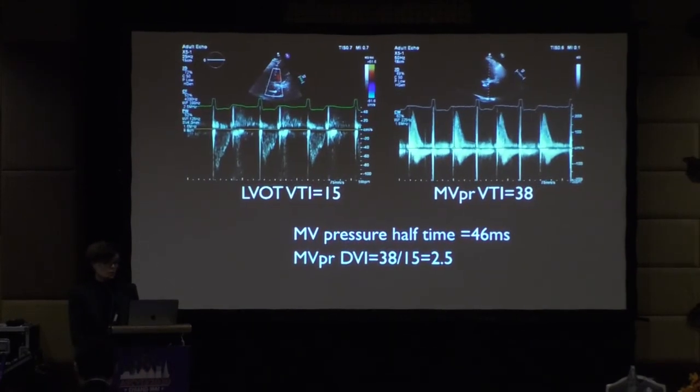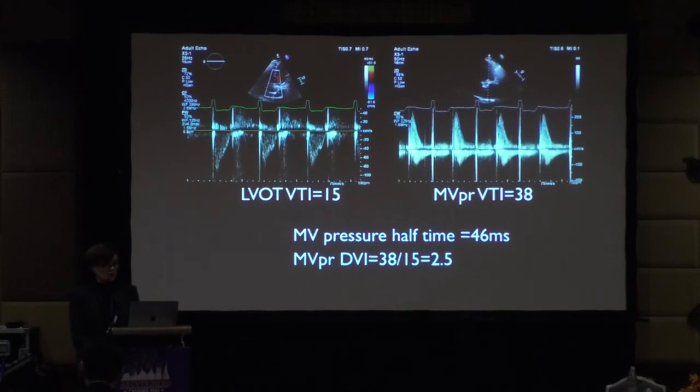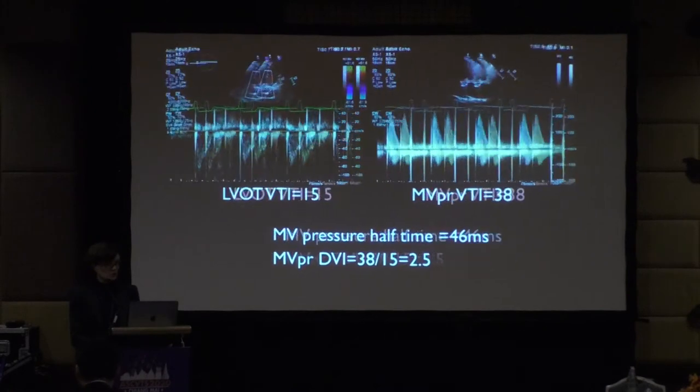Oh, sorry, this is the Doppler across the valve. So you can see short pressure half time, and the mitral valve prosthetic DVI is increased. So this is the kind of valve where we're worried that there's abnormal regurgitation.